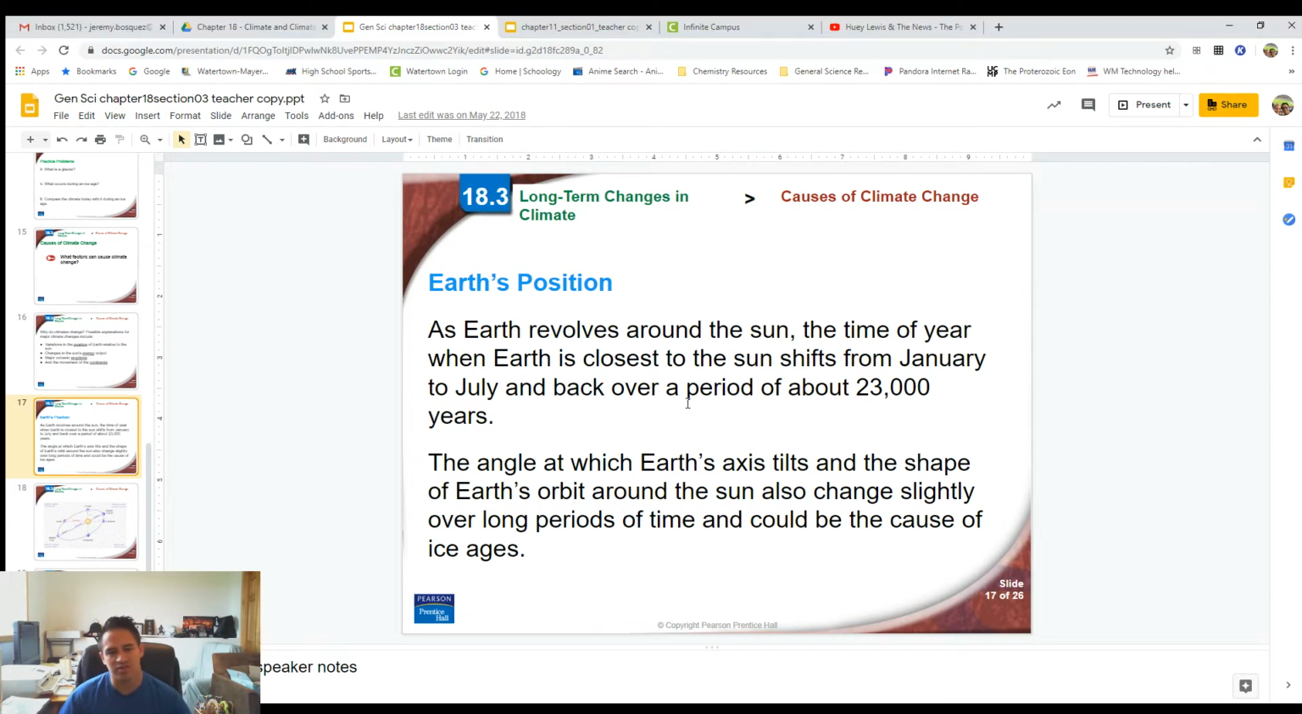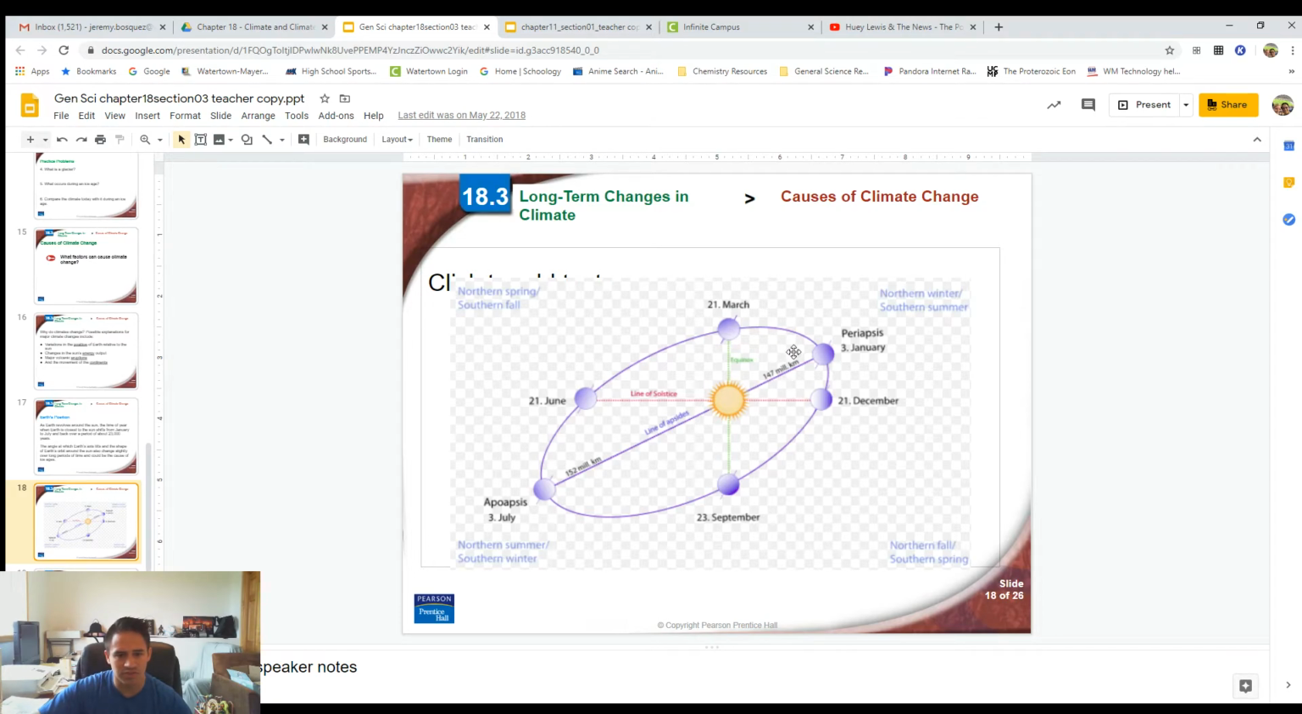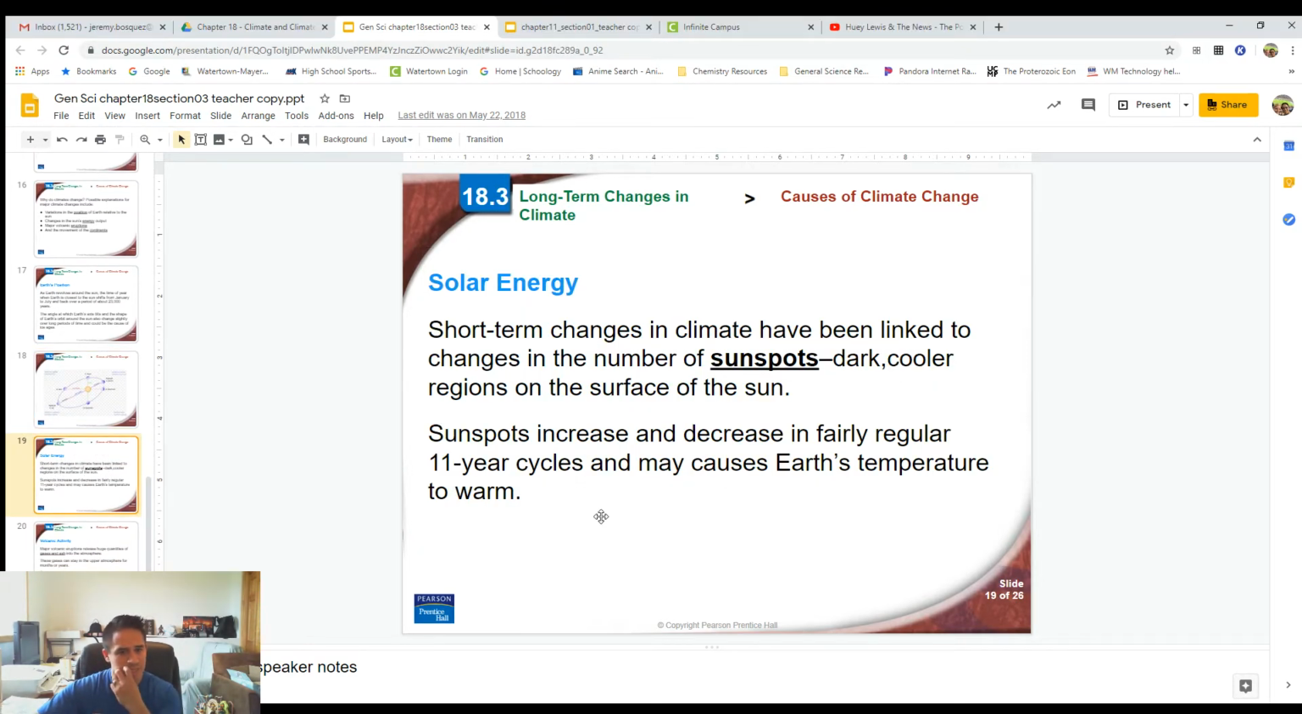So, the Earth does fluctuate in terms of how far away it is from the sun over a period of about 23,000 years, as well as, of course, the angle of the Earth wobbles. The angle of the Earth isn't always the same all the time. It can shift a little bit, which can cause an ice age to trigger. There's a little diagram here that shows this, but that's one.